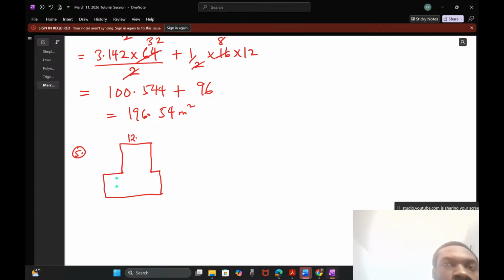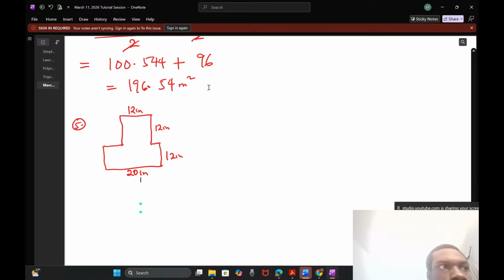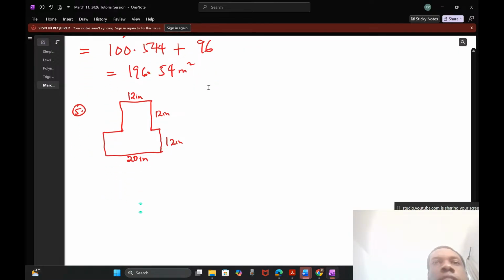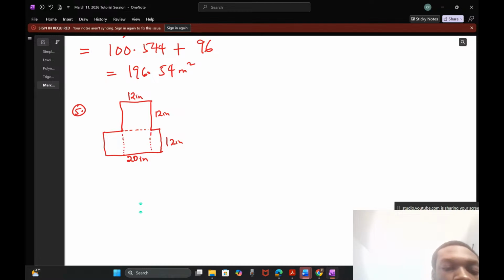So this side is 12 inches, this side is 12 inches, this side is 12 inches, this side to this side is 20 inches. So now, if we want to find this shape, we are going to cover up all the open areas with a broken line. So we'll cover this one. Okay. This is a shape on its own. This is a shape on its own. So we have shape 1, 2, 3, 4.